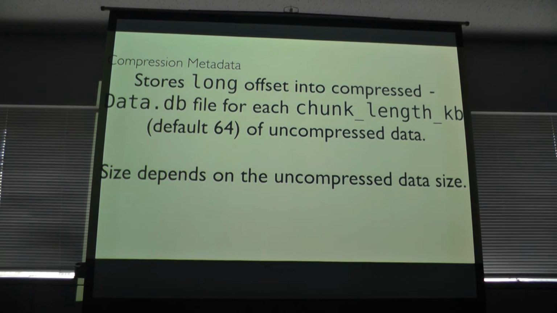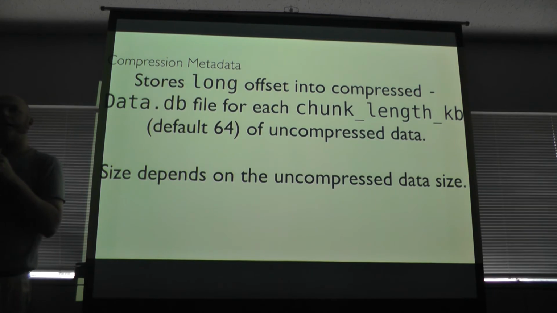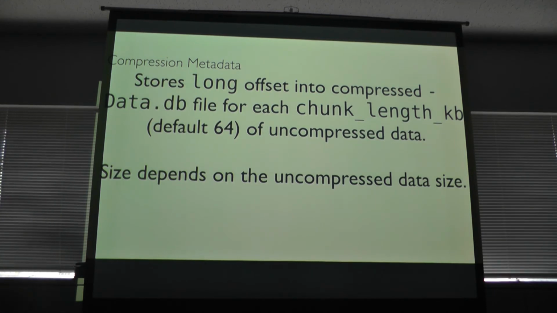The next in-memory structure that we're concerned with is the compression metadata. When we compress your data, we do so in chunks. By default, each chunk is 64 kilobytes long, and the compression metadata stores where this chunk starts in the compressed data stream.